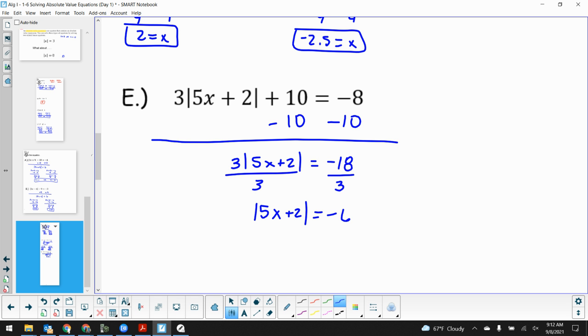The reason why I started this problem quickly is because now look at this. No solution, right? Absolute value equals a negative. This is a no solution. Because it's a negative 6. Because it's equaling a negative, that's a no solution. Sometimes it might be hidden in there where I've got to solve it a little bit and then it'll show me that it's a positive or a negative, okay?